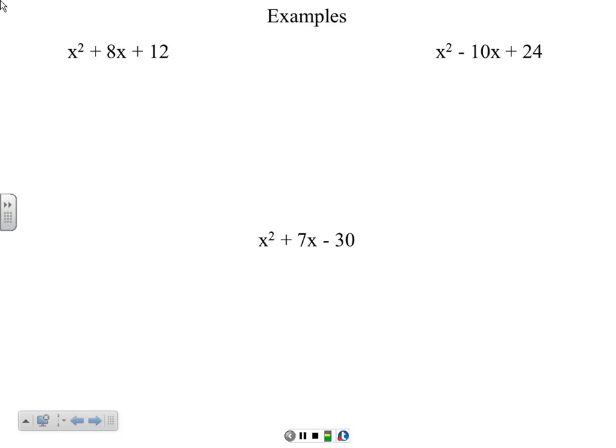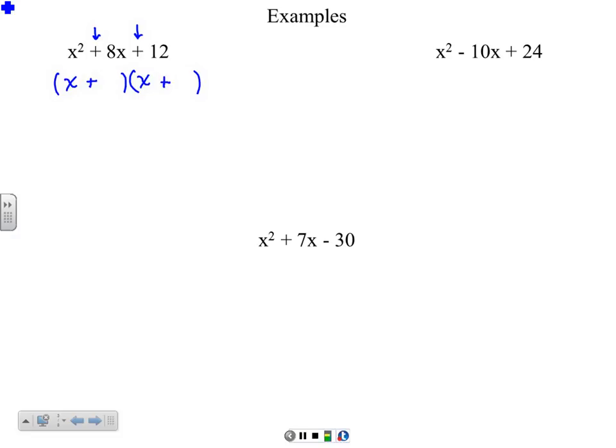So the one on the left, what you're going to do is look for anything that's in common. There's not anything in common for all three terms. So we're going to open up two sets of parentheses. And since this second sign is positive, I know that the two signs in my parentheses are going to be the same, and they're going to match this first sign. So we're going to have a plus and a plus. The third step is to take the square root of your x squared term. So that's going to be x and x, and those go in the first spots of the parentheses.